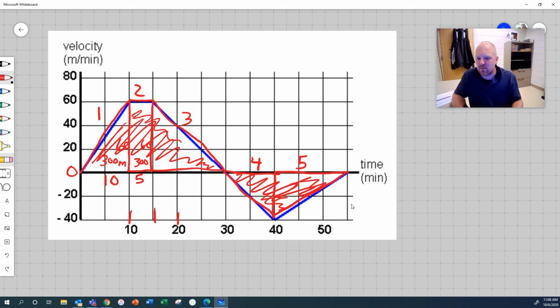Distance, you're going to add all the numbers up. Displacement, you would subtract any negative values.